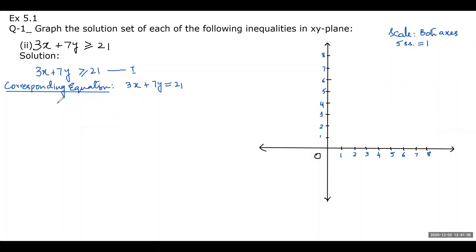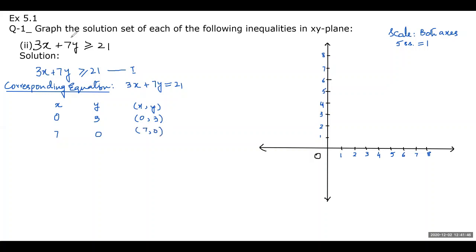That is, we are going to find the value of y when x is 0 and the value of x when y is 0. So in this particular equation, when you put x equals 0, you are left with 7y equals 21. You can do it verbally. When x is 0, y will be equal to 3. So the point becomes (0, 3). Now put y equals 0. When y is 0, we get 3x equals 21 and x becomes 7. You can do all these calculations verbally. These are quite simple calculations.